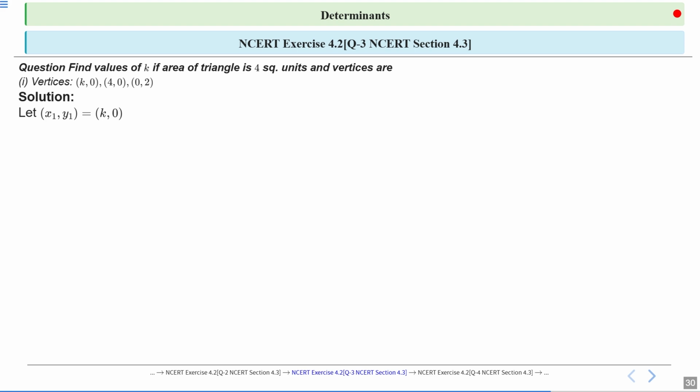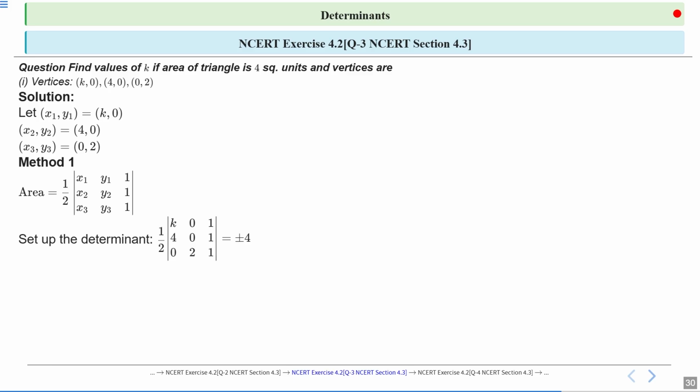So let the first point (x1, y1) be (K, 0), (x2, y2) be (4, 0), and (x3, y3) be (0, 2). Apply method 1, which is the determinant method. Area is equal to 1/2 times the determinant with rows x1 y1 1, x2 y2 1, x3 y3 1. Setting up the determinant, we get 1/2 times the determinant with rows K 0 1, 4 0 1, 0 2 1.